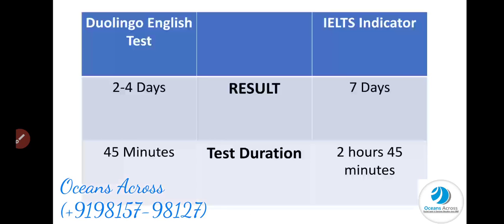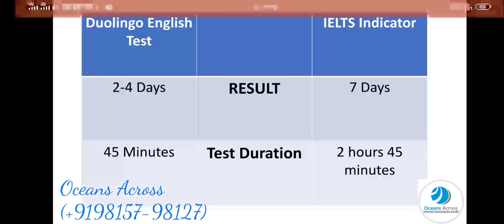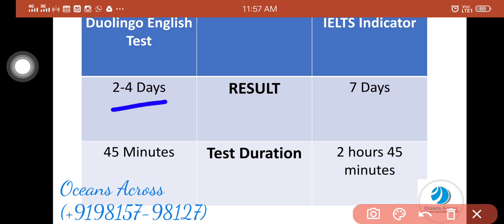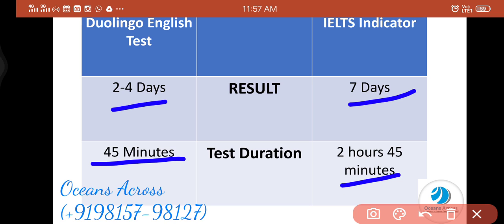Let's see the difference between these two tests. If you are applying for Duolingo English test, you will be getting your result within 2 to 4 days. But IELTS indicator result will be there after 7 days. And test duration of Duolingo test will be 45 minutes for the graded part. But IELTS indicator, as I mentioned, is a kind of replica of the real IELTS test. It's going to be 2 hours and 45 minutes long.